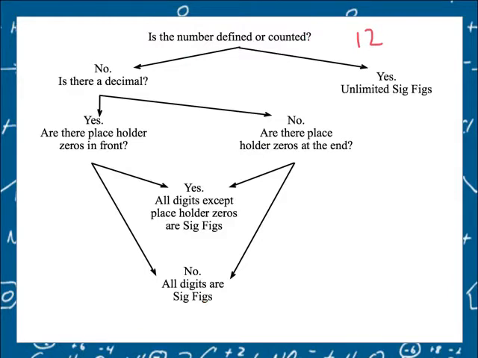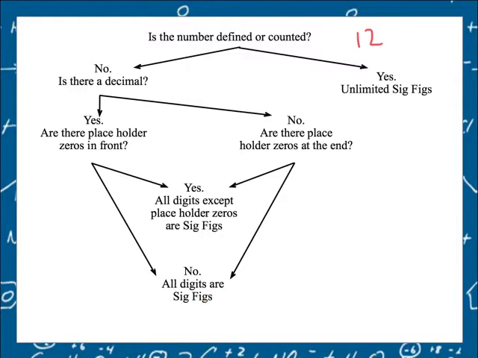And if it's a situation where it's countable objects that come as wholes, or it's a definition, 12 inches in a foot, then you go over here and we would say that has unlimited precision, because it doesn't get any more precise than 12 inches in a foot. Now, on the other hand, most of the data that we're going to be dealing with is not counted or defined. We can have fractions. We could be dealing with something like 2.5 grams. So most of the time you're going to be going over here.